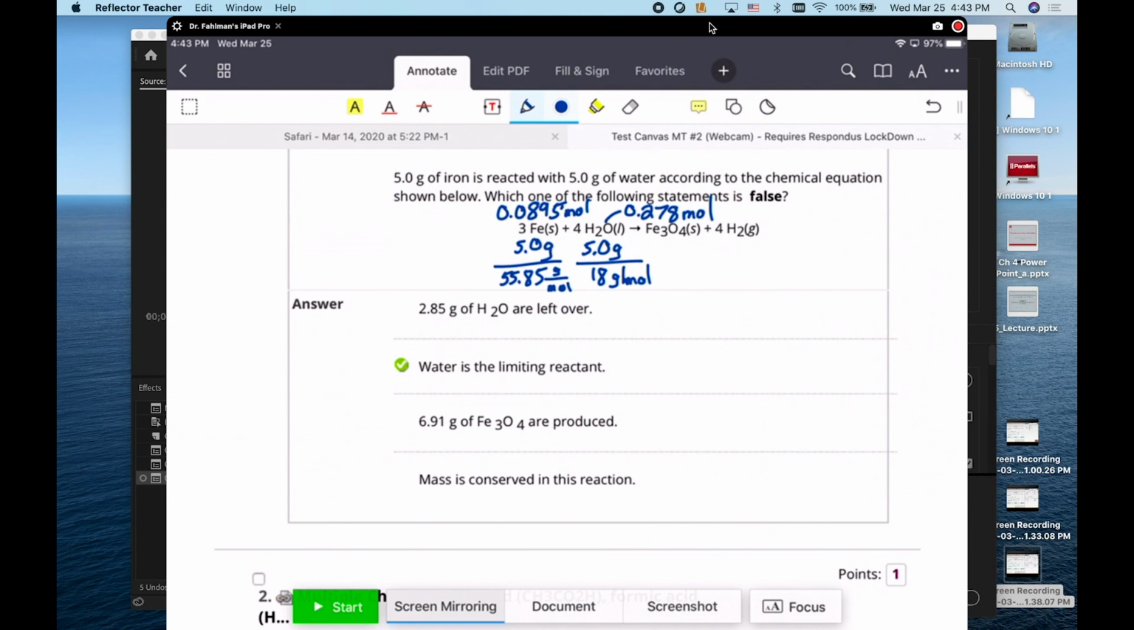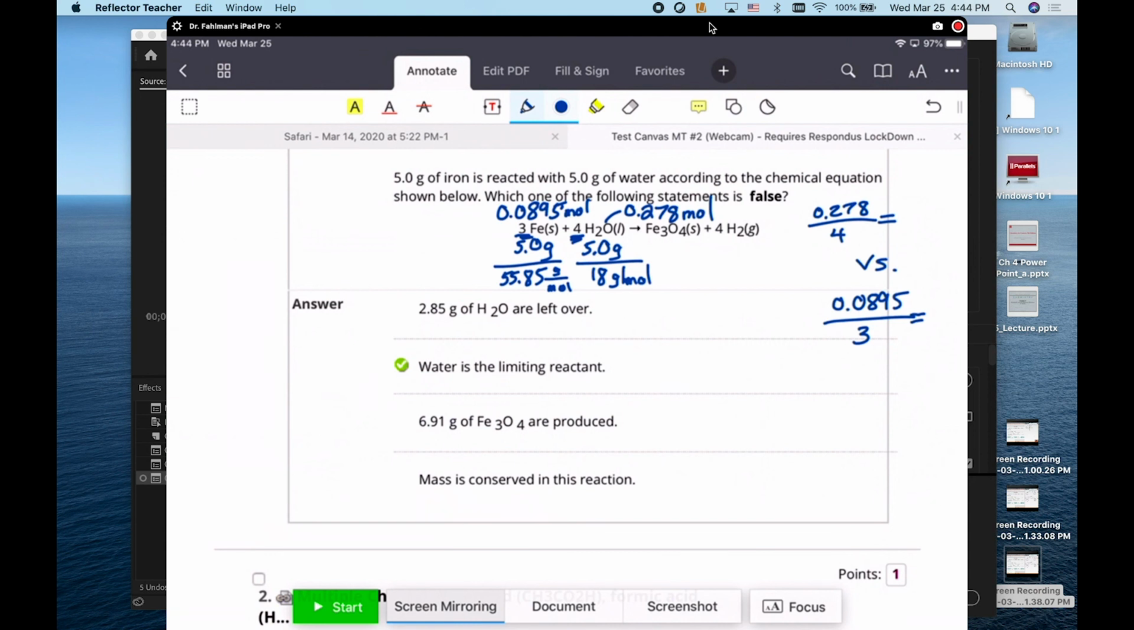Okay, so now to figure out which is limiting, you could divide the water by 4, because there's a 4 in front, and then the iron by 3. So you do 0.278 divided by 4 versus 0.0895 divided by 3, and you compare those.